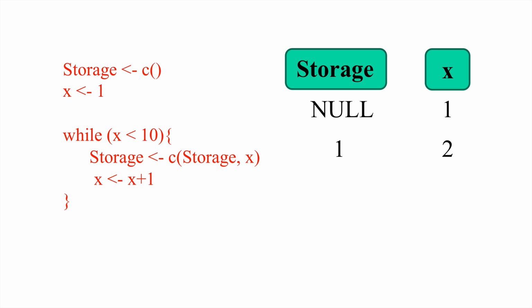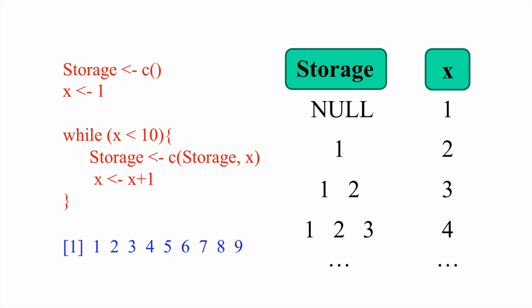It is true that the new value of x, 2, is less than 10. So then the new storage vector is going to be a combination of the old storage vector, which contains only the number 1 so far, and the value x, which is 2. So the new vector contains the numbers 1 and 2. And x now becomes the old value of x plus 1, which is 3. And then the loop starts over again and continues until the value of x is greater than or equal to 10. And then the final vector contains the numbers 1 to 9.